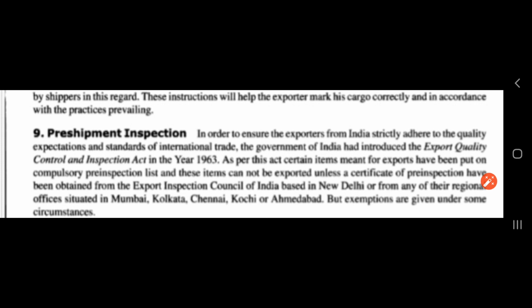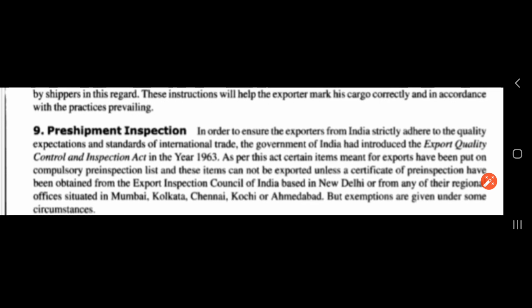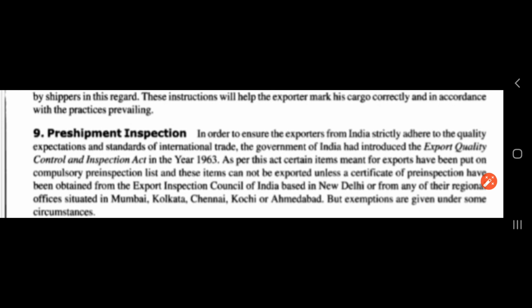According to this act, various products meant for exports have been put on a compulsory pre-inspection list, and these items cannot be exported unless a certificate of pre-inspection has been obtained from the Export Inspection Council of India. This Export Inspection Council of India, which does this pre-shipment inspection, is in New Delhi.